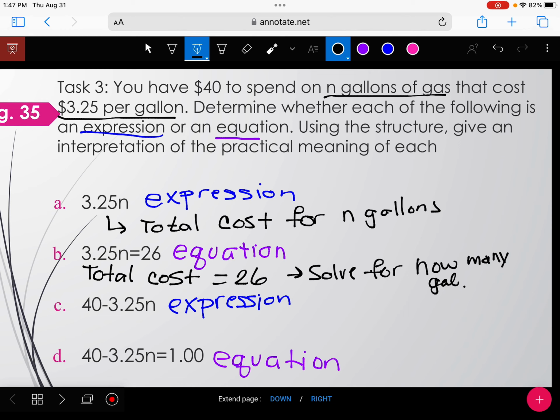So we could do that. You guys have calculators in front of you. How many gallons could we buy for $26? 8. So we could buy 8. We can solve this and get 8. We cannot solve an expression. If there's not an equal sign, we can't solve it to find an answer. We have to have an equal sign to be able to solve.